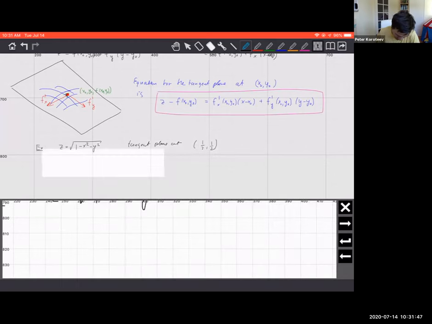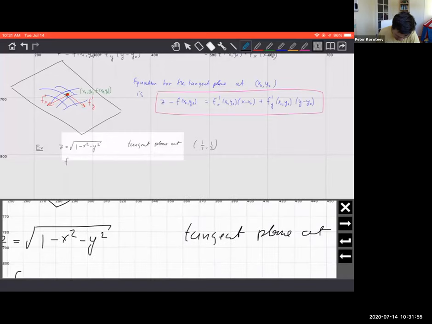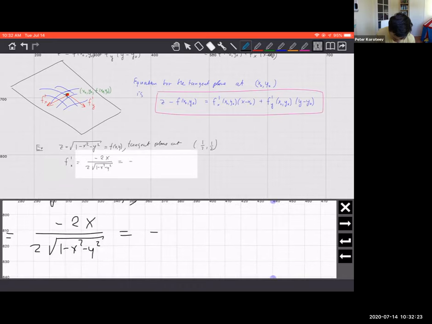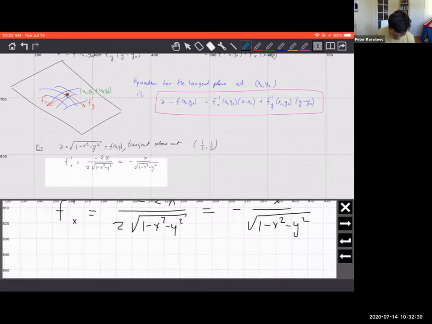Right, so let's calculate the partial derivatives. You can also call this f of x y, right? This is also like the function. And f prime of x is equal to minus 2x over 2 root 1 minus x squared minus y squared, or just minus x over square root. And f prime y is equal to similarly minus y over the square root.